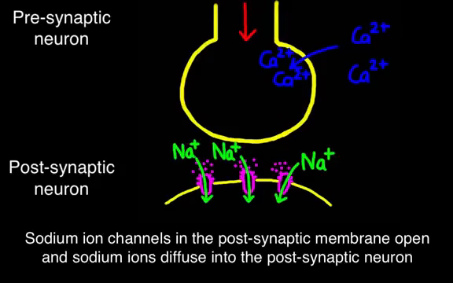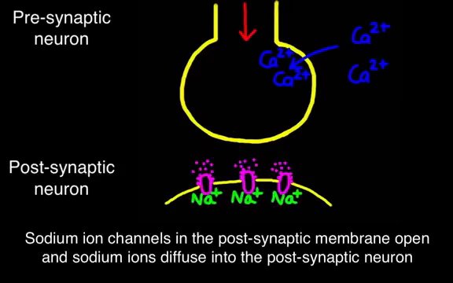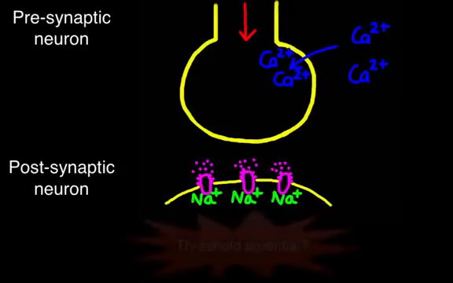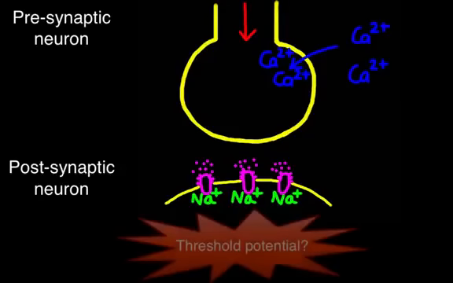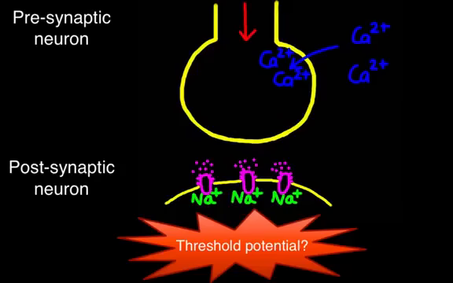The binding of the neurotransmitter to the receptors in the postsynaptic neuron causes sodium ion channels in the postsynaptic membrane to open, and sodium ions then diffuse into the postsynaptic neuron. If enough sodium ions diffuse into the postsynaptic neuron, a threshold potential can be reached. The postsynaptic neuron is depolarized, and therefore a nerve impulse can be initiated along it.